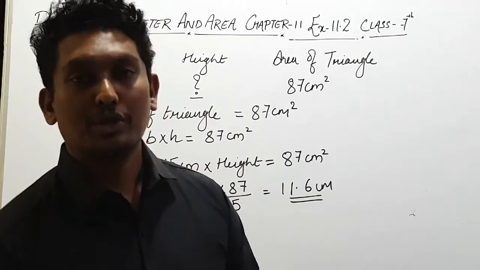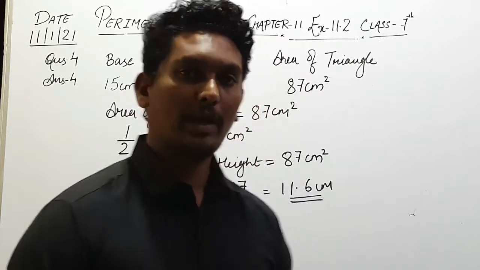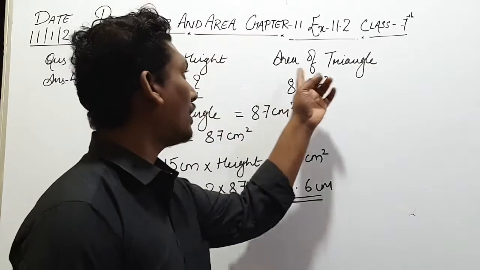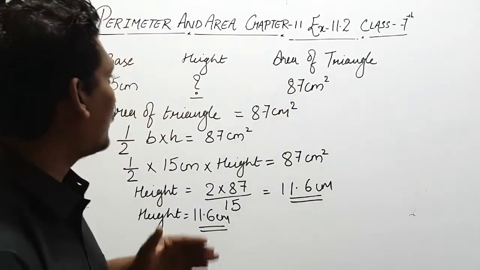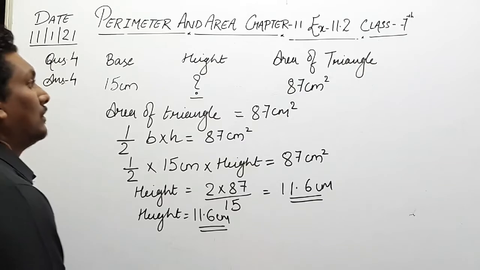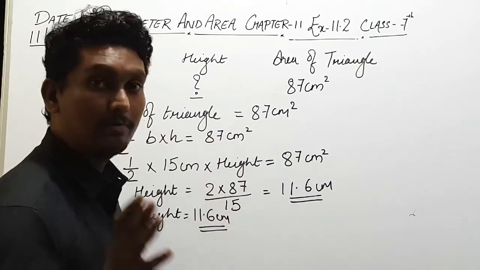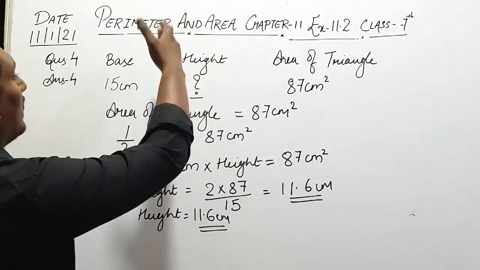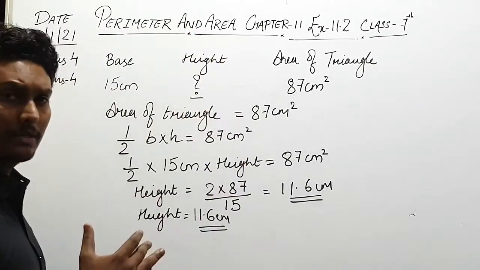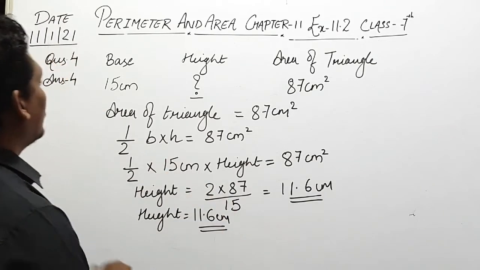Now come to question number 4. Same missing value you have to find out, but the thing is you have to find the area of triangle. Area of triangle is given here. In the previous question, area of parallelogram was given, and you had to find height and base. Rest everything is same. Only the formula is changed.